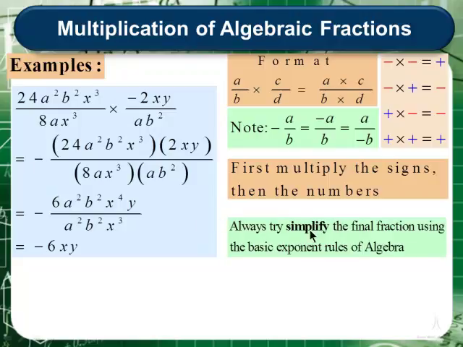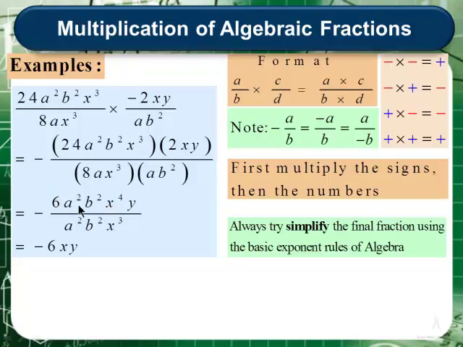After that, we can multiply the numbers together. That is, we can multiply 24 times 2 and divide by 8, and then simplify as well. In this case, simplification gives us plus 6 above the line. And then finally, we always have to try to utilize the exponent rules for exponent forms with the same base, either the multiplication rule or the division rule.